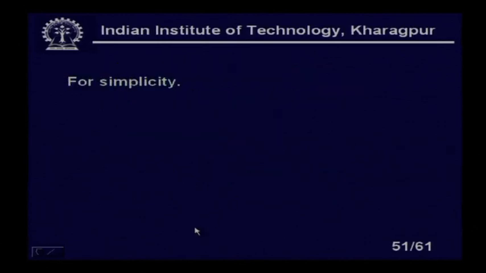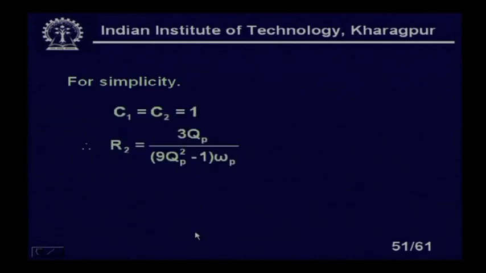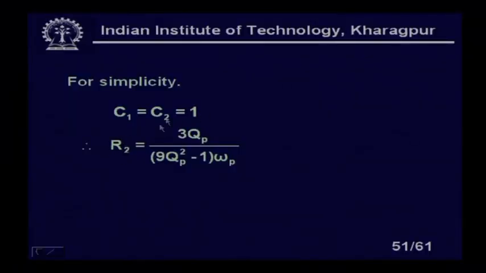Now, for simplicity we can take C 1 equal to C 2 equal to 1, R 2 equal to 3 Q p. Now, you see these are all actually normalized values, because 1 farad nobody will use. I may use 0.01 microfarad, accordingly I have to scale up the value of R 2, so that the time constants will remain same.